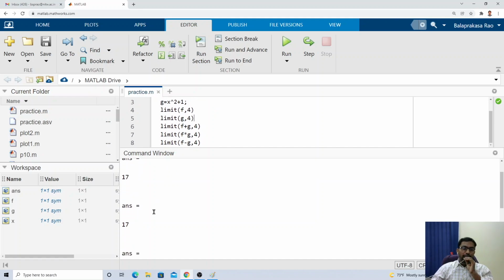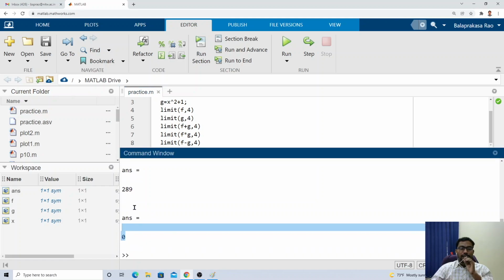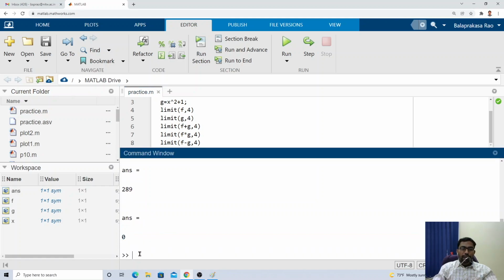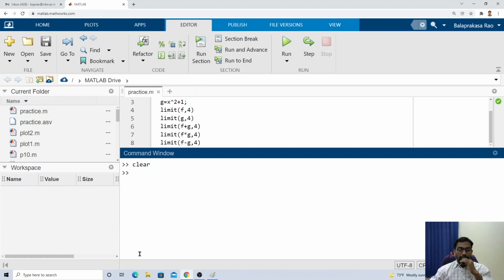Now what is f plus g? It should be 34. What is f times g? It is 17 times 17, 289. What is f minus g? It is 17 minus 17, 0. So you can cross check all the properties by using these limits, right? CLC and clearing the workspace also. So this way you can use the limit function to calculate limits of different equations. So I hope it is clear.